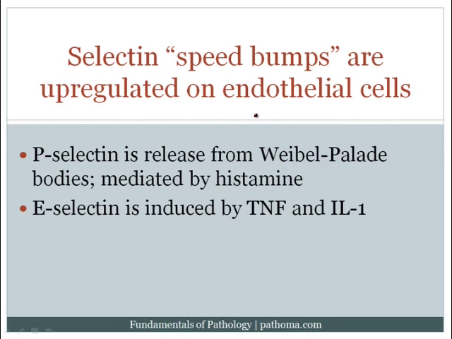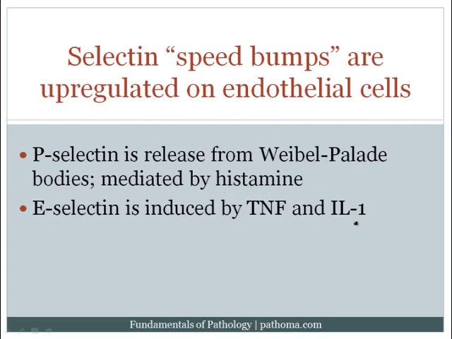Anyway, P-selectin gets upregulated, and this upregulation is mediated by histamine. At the same time, E-selectin production is induced by TNF and IL-1. So I'm sorry, and it's unfortunate, but you do have to remember that E-selectin is induced by TNF and IL-1, and that's one of those things that we have to memorize. And I hate memorization, but we do have to memorize that. So this is the mechanism by which selectins get upregulated on the endothelial cells.